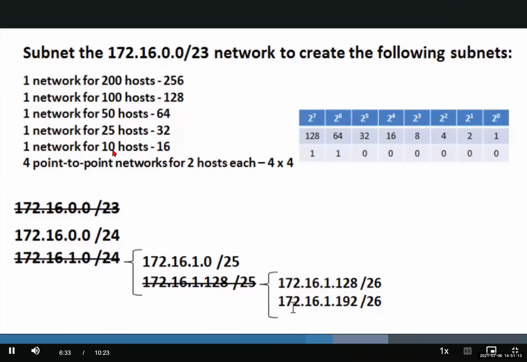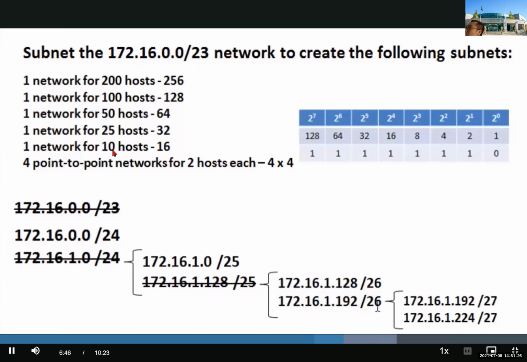I can subdivide the second of these two subnets into two smaller subnets of 32 hosts each. To do this, I take the 192 subnet and subdivide it by changing the subnet mask from /26 to /27, creating two subnets of 32 hosts each. So now I'm no longer using the 192 subnet /26, I'm using it as a 192/27 subnet and a 224/27 subnet. From here, I still need a subnet for 10 hosts.